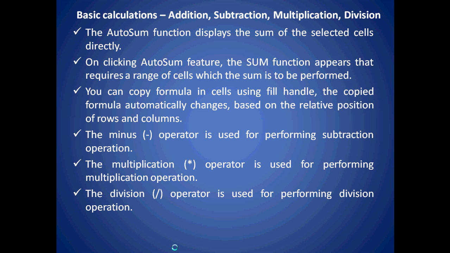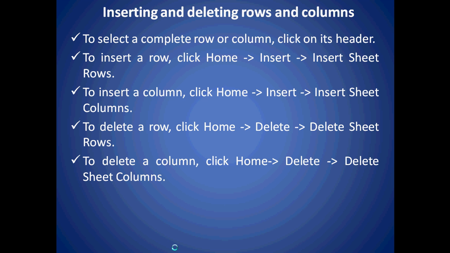Okay. Now the next topic is very simple. We can insert rows, and we can also delete rows or columns. First, to select a complete row or column, click on its header. We know very well that in Excel or any other spreadsheet program, column names refer to A, B, C, D, and rows refer to 1, 2, 3, 4. These are the headers. To insert a row, we can use the Home tab, then Insert, then Insert Sheet Rows.